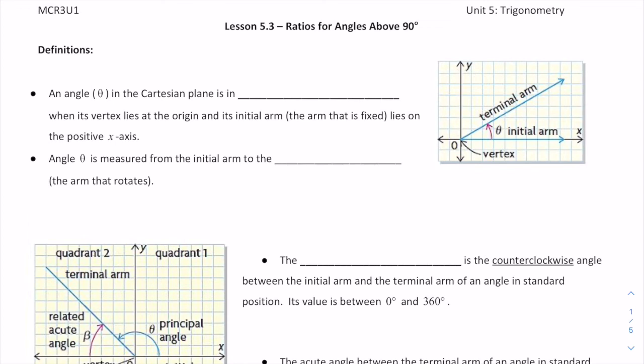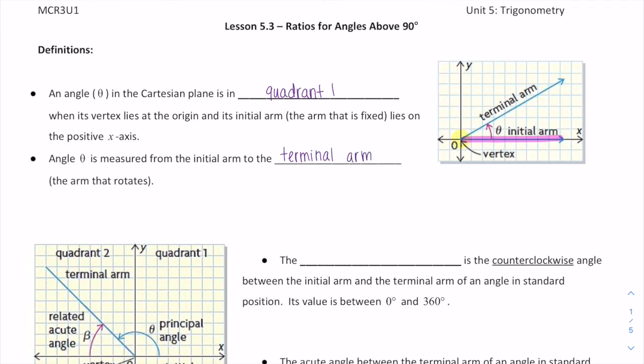An angle theta in the Cartesian plane is located in quadrant 1 when its vertex lies at the origin, right here, and its initial arm, the arm that's fixed, lies on the x-axis here. Now our angle theta is measured from the initial arm to the terminal arm. And that's the arm that rotates.